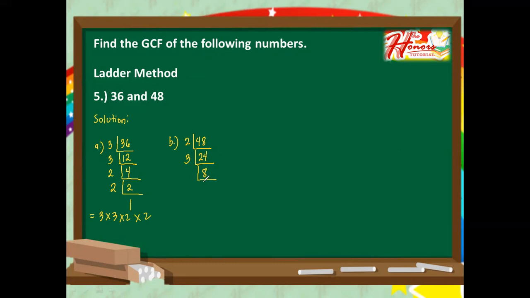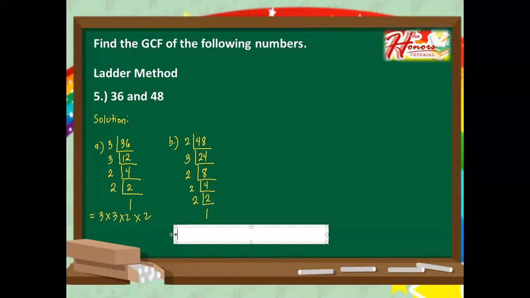So again, think of a prime number that can divide 8, and that is 2. 8 divided by 2 is 4. Prime number that can divide 4, that is 2. 4 divided by 2 is 2. Prime number that can divide 2 is 2. 2 divided by 2 is 1. So for 48, we have here 2 times 3 times 2 times 2 times 2.